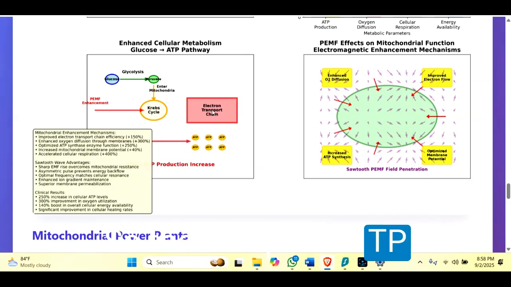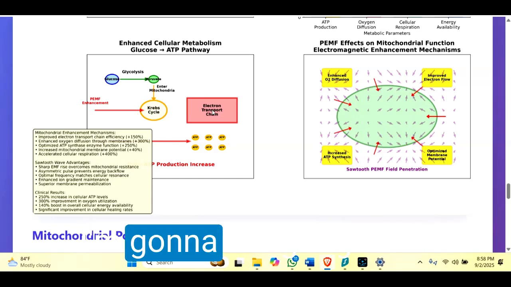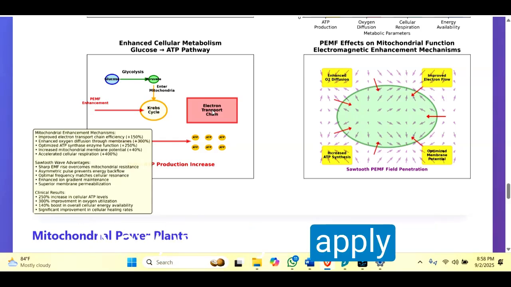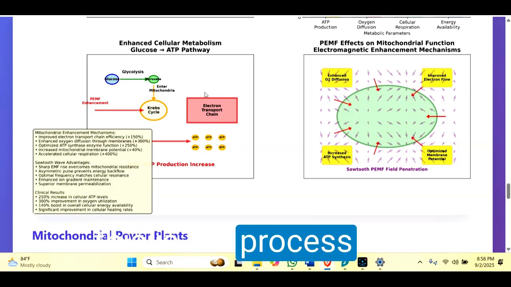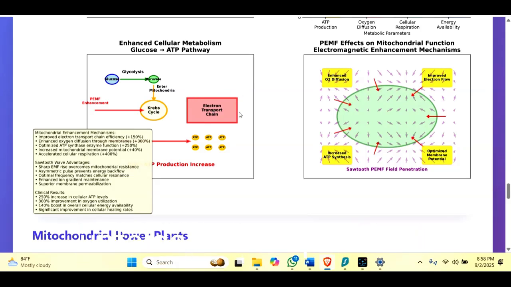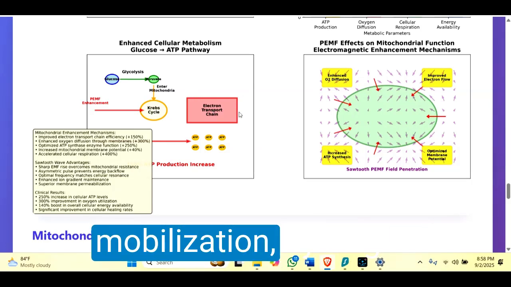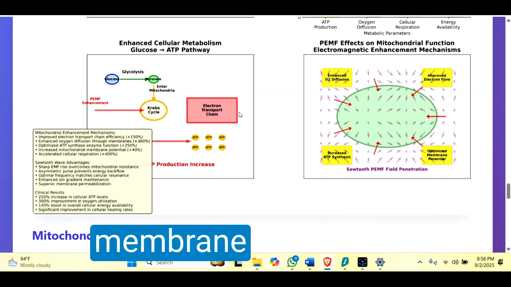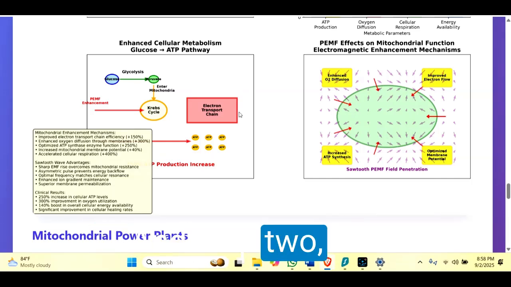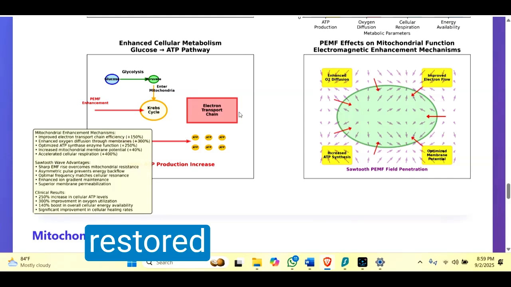So the complete ATP enhancement process, I'm going to bring together now. When you apply a Sawtooth electromagnetic fields to your body, this is the process that unfolds. Step one, ion mobilization. Hydrogen and calcium ions start moving directionally. Membrane restoration in step two. Cell membrane potential is restored and enhanced.